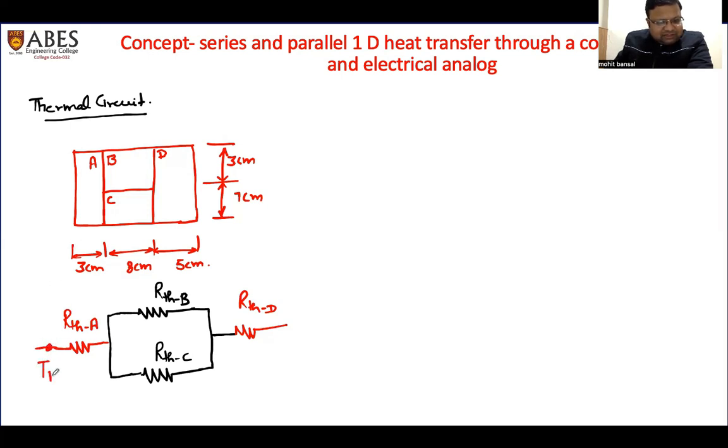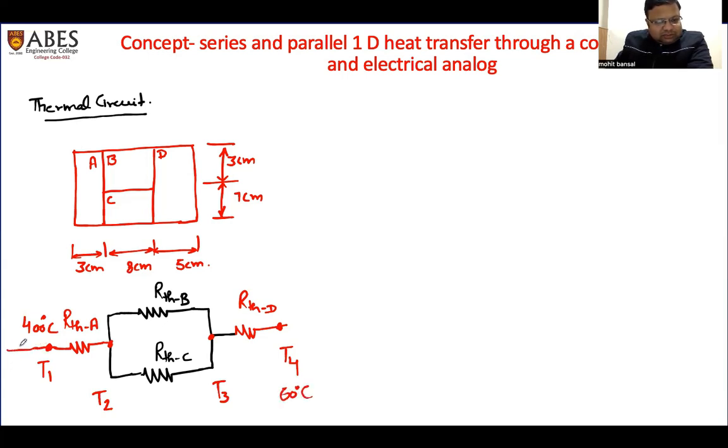We are considering the temperature T1 at this point, the temperature at this point is T2, temperature T3, and there will be temperature T4. In our problem, temperature T1 is 400 degrees Celsius, and on the right side face of this it is 60 degrees Celsius.